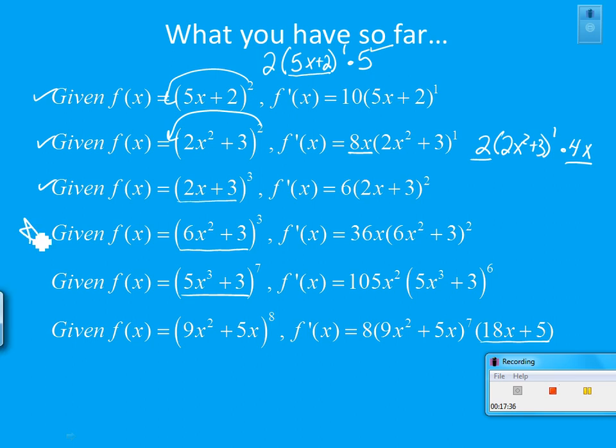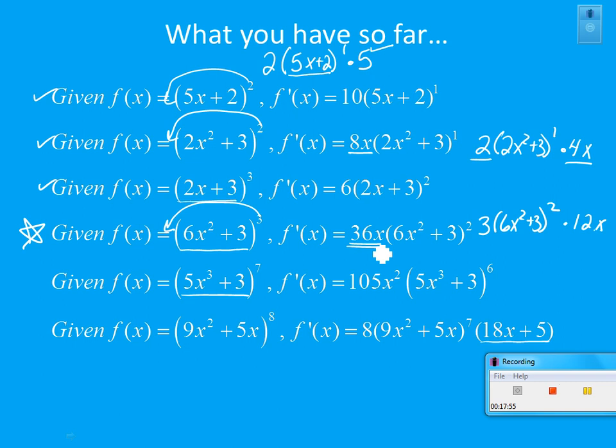Let me jump down to this one. We didn't do this one in class. There's going to be a 3 in the front. So I'm going to have a 3 in the front. A 6x squared plus 3 to the squared. The derivative of 6x squared is 12x. 3 times 12x is 36x.